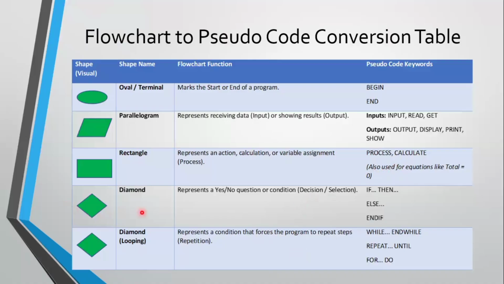Here, the diamond for selection, right? This diamond is used for selection. Diamond is the most important shape because it represents a choice. In pseudocode, we translate this using the if then else structure, right? And we should end the selection by using this end if keyword.